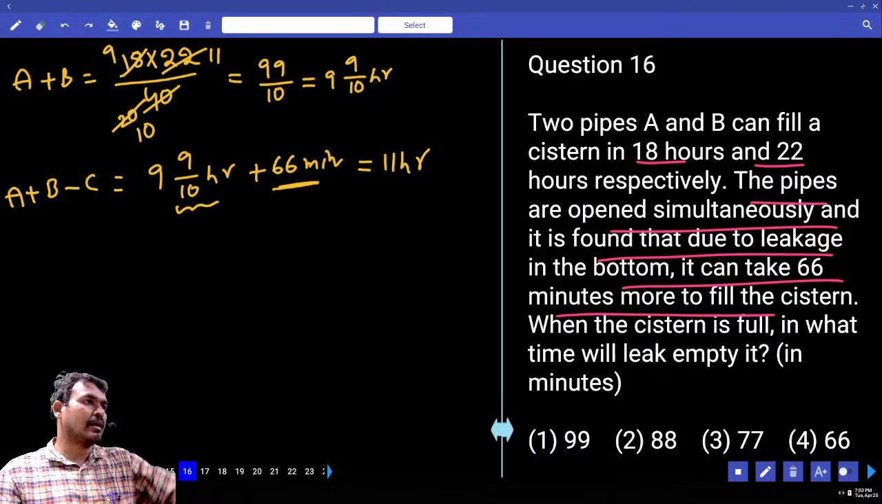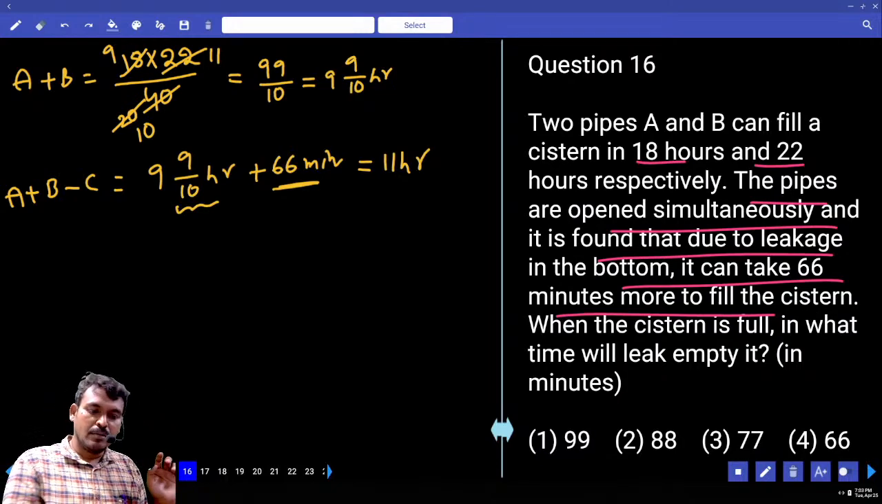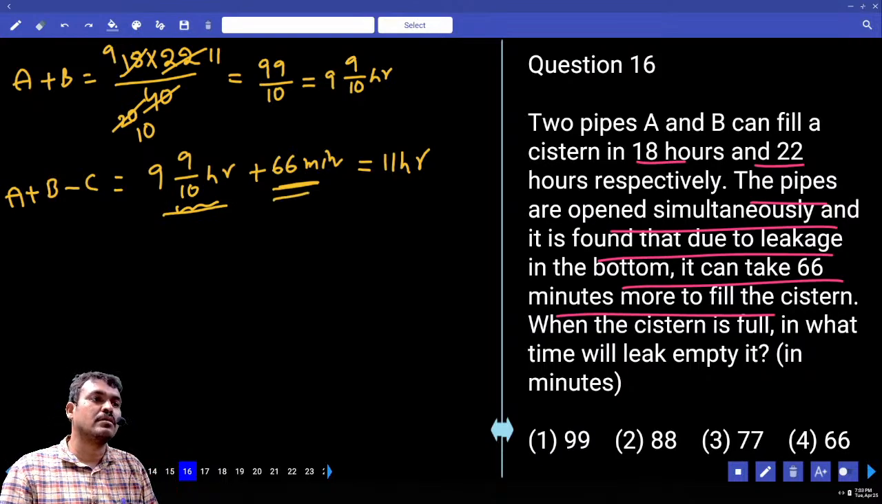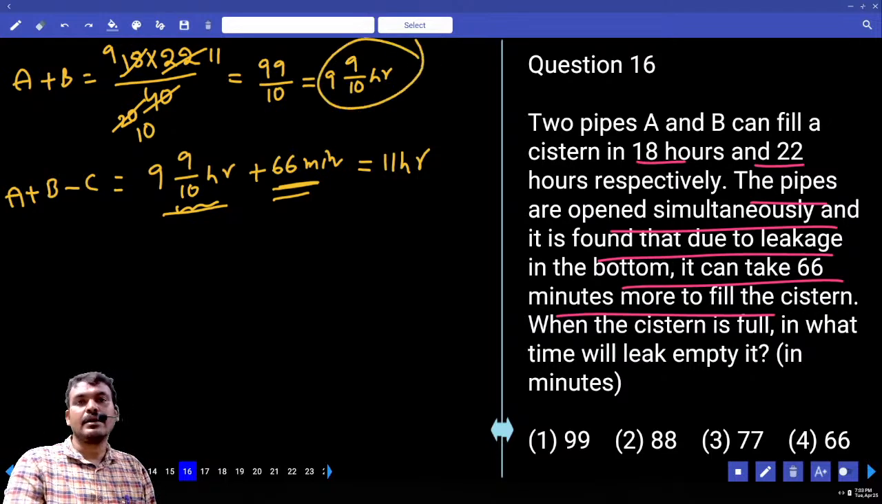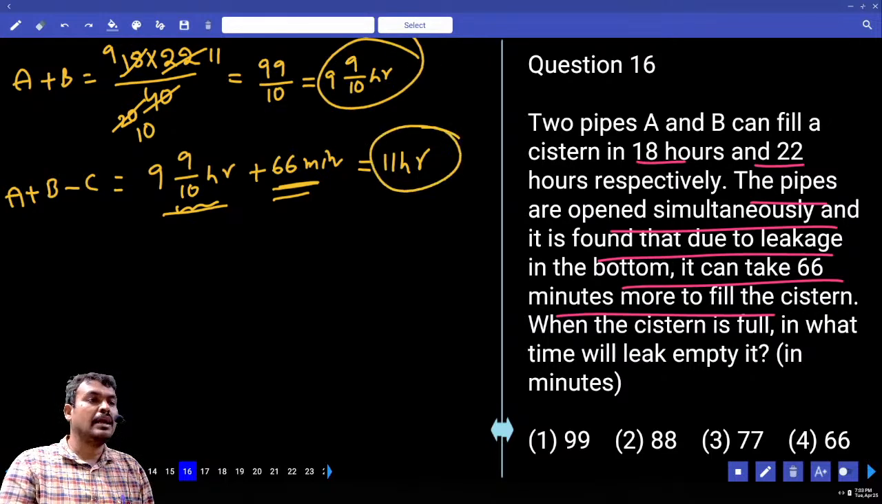9 by 10 hour converted to minutes. 9 by 10 into 60. 10 how many times? 6 times. 9 sixes are 54. Means 9 hours 54 minutes plus 66 minutes. Total how many hours? 11 hours. Without leakage 9 by 10 hours. Including leakage 11 hours.